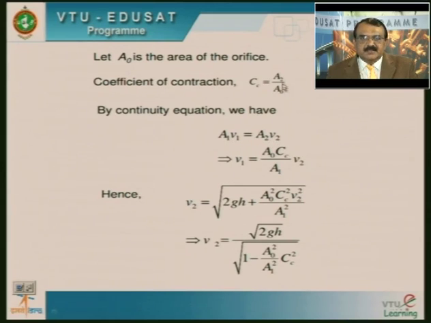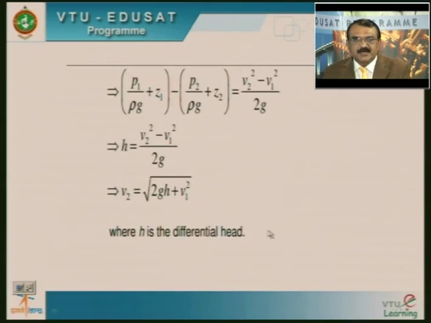But consider this equation. What is A2? A2 is equal to the coefficient of contraction into A0. So here in place of A2, I am going to substitute A0 into Cc. If you do that, you are going to get V1 is equal to A0 into Cc divided by A1 into V2. Now we derived an equation for V2. V2 is equal to root of 2gh, and I'll just go back to the previous slide. Look at this, V2 is root of 2gh plus V1 square.